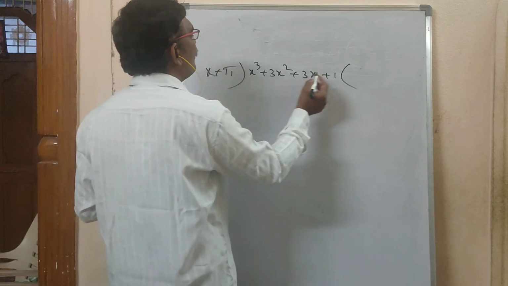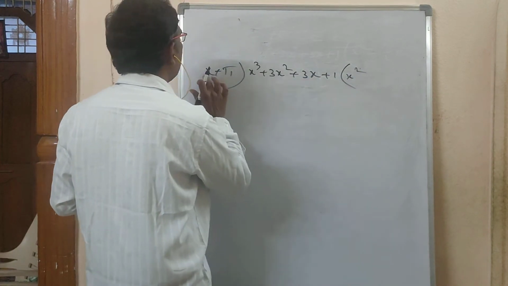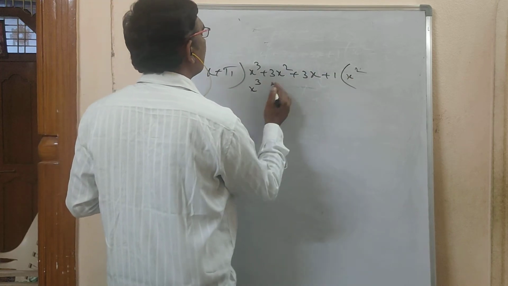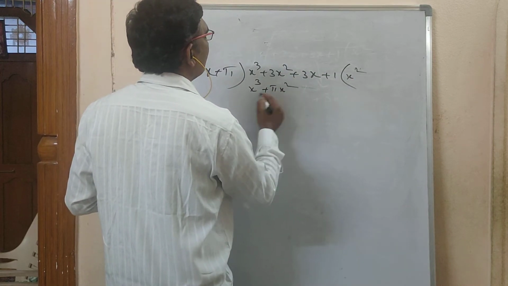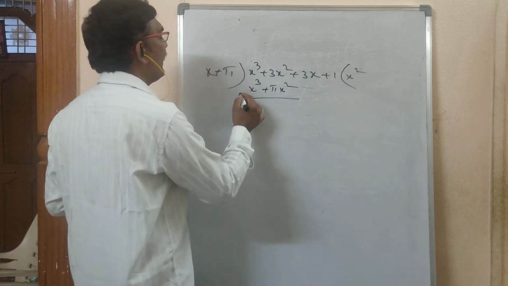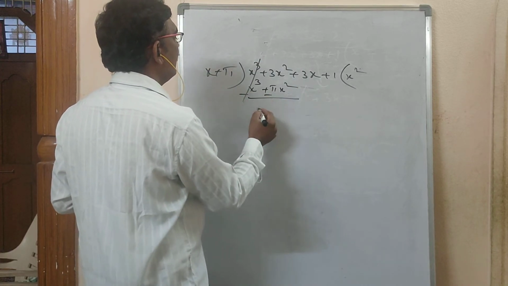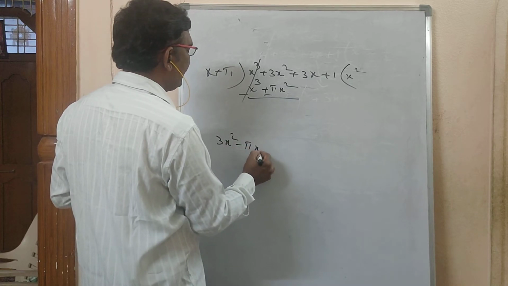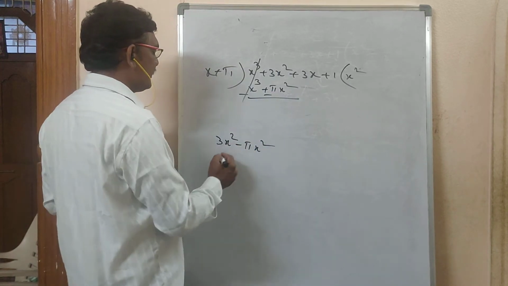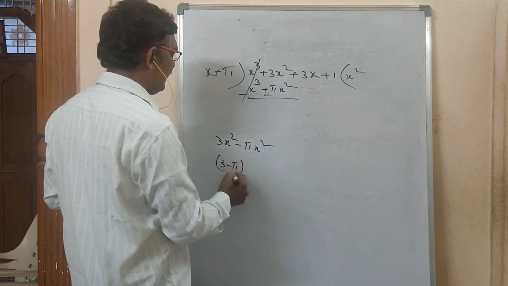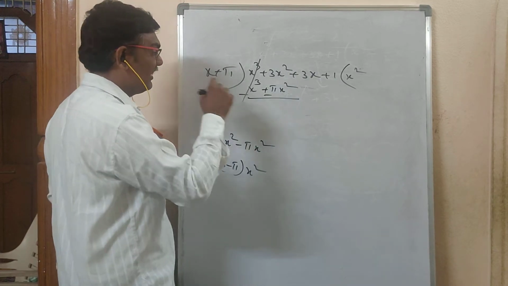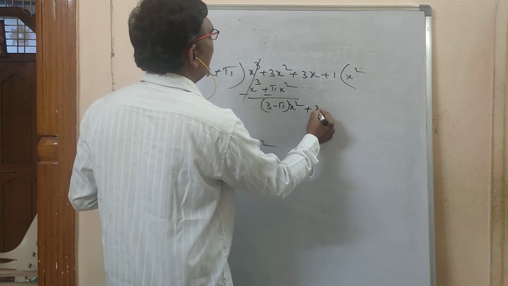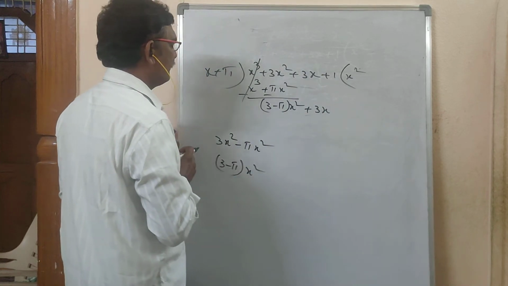x is there; to get x cube, you should write x square. x into x square is x cube. Pi into x square, you are getting pi x square. Now subtraction, these two will be cancelled. And here you have 3x square minus pi x square. Take x square as common: 3 minus pi into x square. You have to write here 3 minus pi into x square. Take this 3x down.